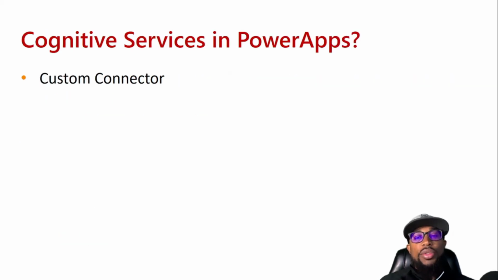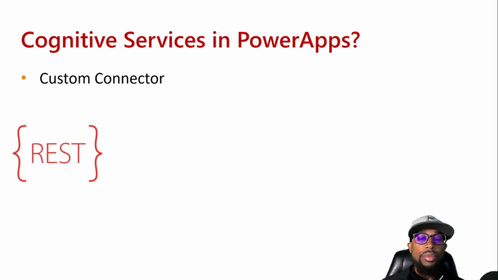So with cognitive services in Power Apps, it does require a custom connector for what we used for Bing Entity Search. There is an out-of-the-box connector for cognitive services. I think it uses the Vision API, but I haven't used that out-of-the-box connector. I will dive into the demo portion of this, how to create that custom connector and how that's developed.